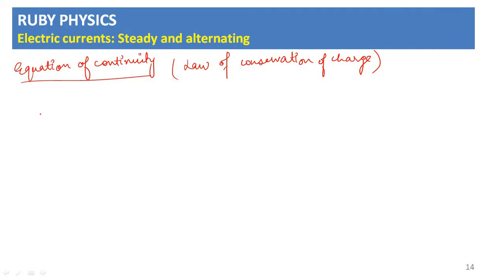So we consider a region of space which has a volume V. This is enclosed by a closed surface of area A. Let this surface enclose some positive charge in it.